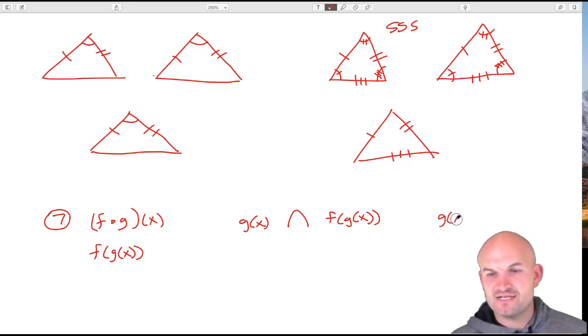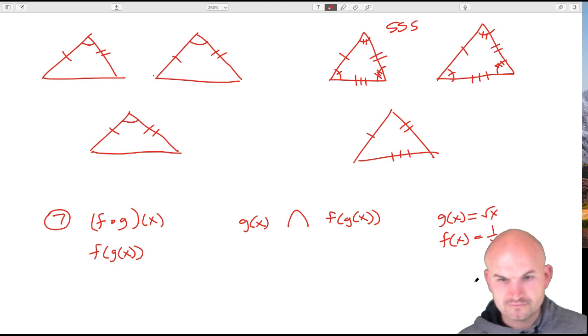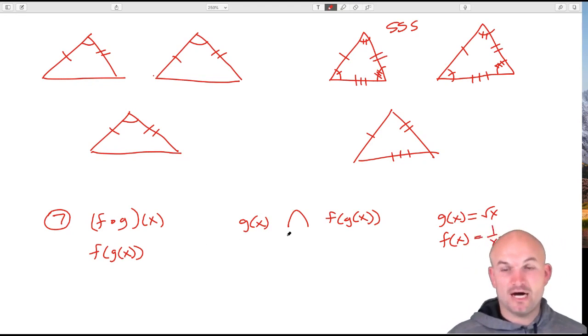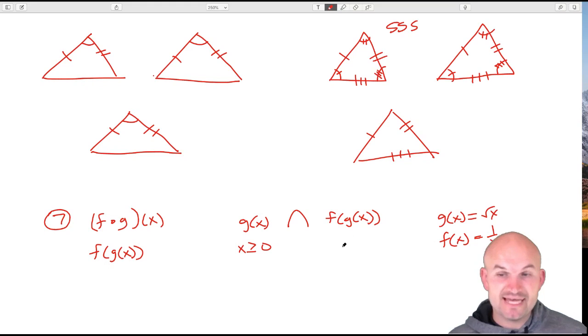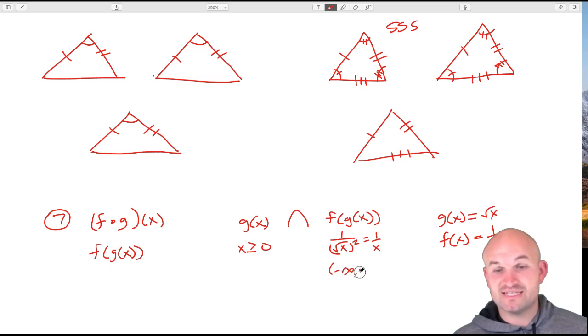Let's pretend g of x is the square root of x, and f of x is 1 over x squared. The domain of g of x is going to be all numbers greater than or equal to 0. And for f of g of x, when you plug that in, you have 1 over the square root of x squared, which equals 1 over x. So that's going to be all real numbers except for 0.